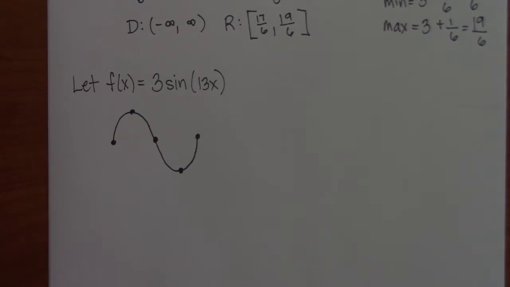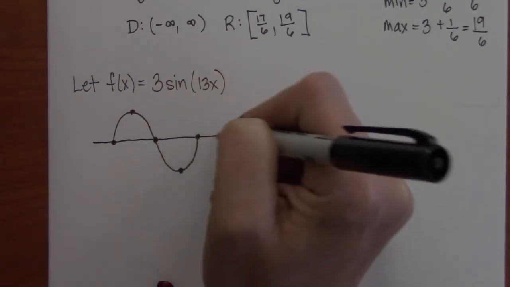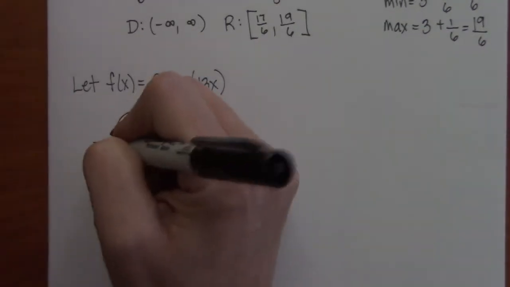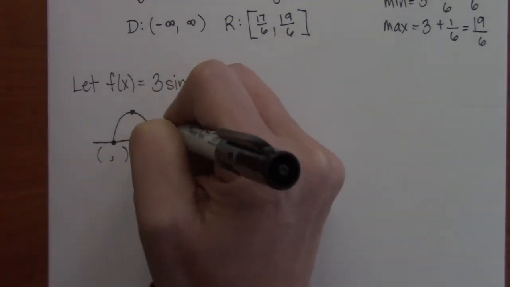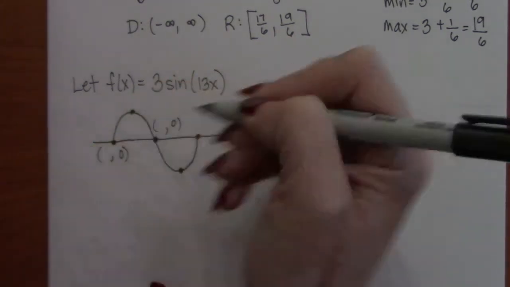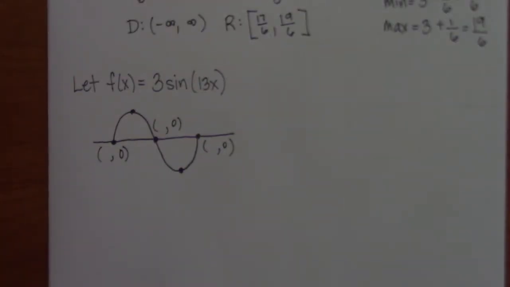So the first thing that I see is that there's no vertical shift here. Our center line is 0. So that means that the x-axis is running right across here. So the y value of all of the midpoints are 0.